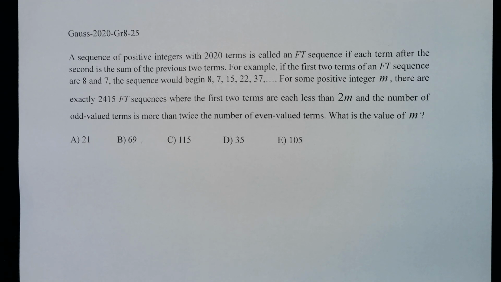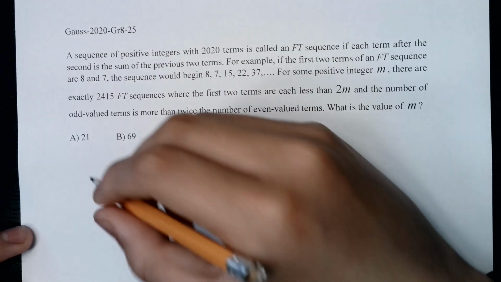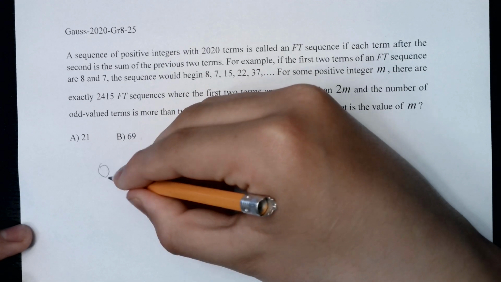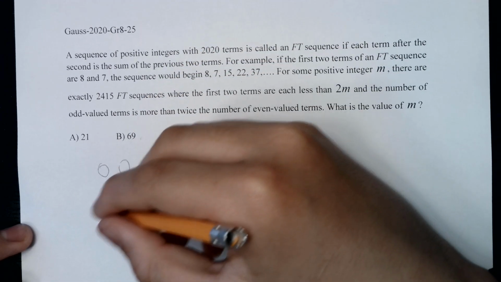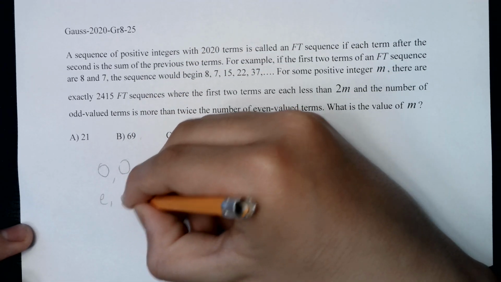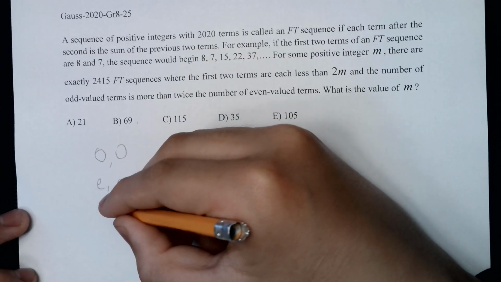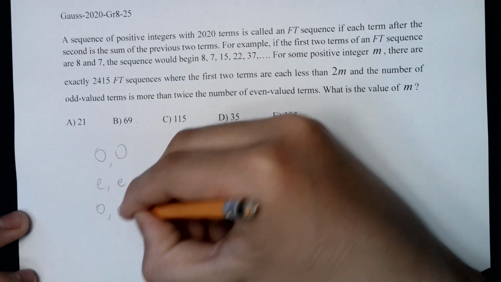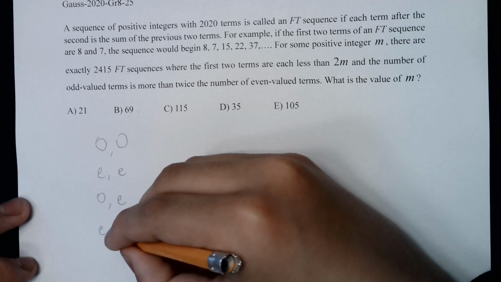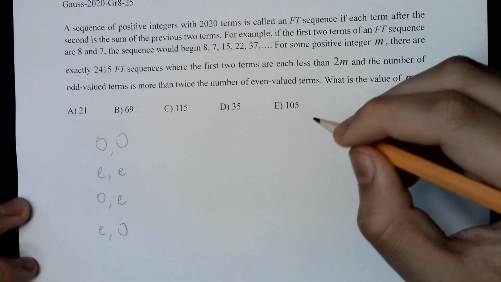Now, this means that we can begin with a couple of possibilities. In total, there are 4 different possibilities for the parities of the first two terms of an FT sequence. Let's say we start off with odd and odd, or we start off with even and even. I represent them with e's and o's. After that, we have odd and even, or even and odd. And after that, they have a pattern to them.